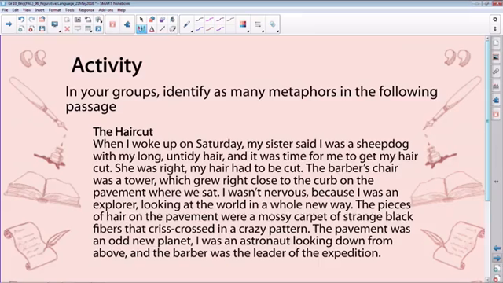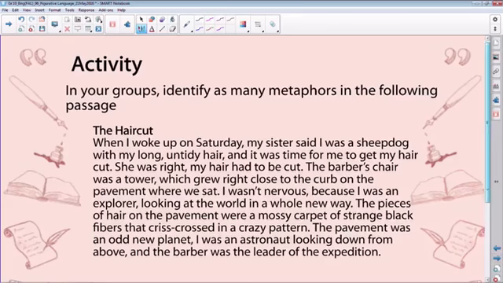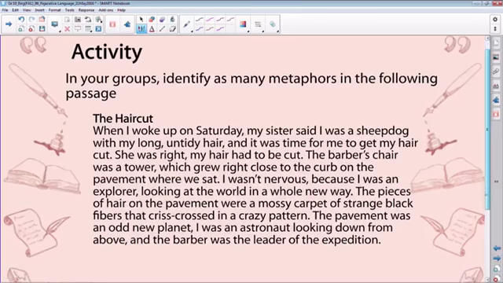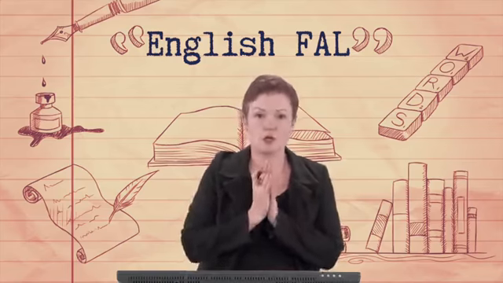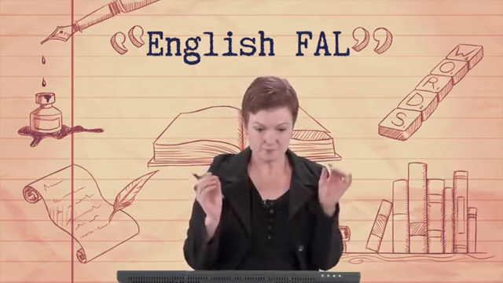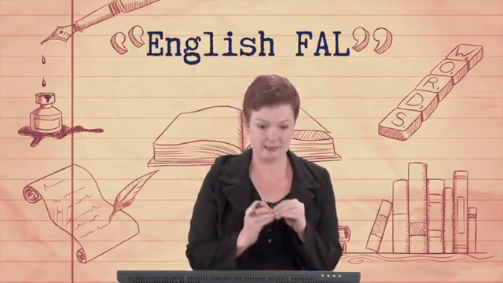And we move on then to our next activity. I'm going to give you 3 minutes for this one. In your groups or in your pairs, I want you to read through this little extract, which is about a haircut. When you're reading through, I want you to identify as many metaphors as you can. Remember, a metaphor is a direct comparison, no as, no like. So this is the extract, the haircut.